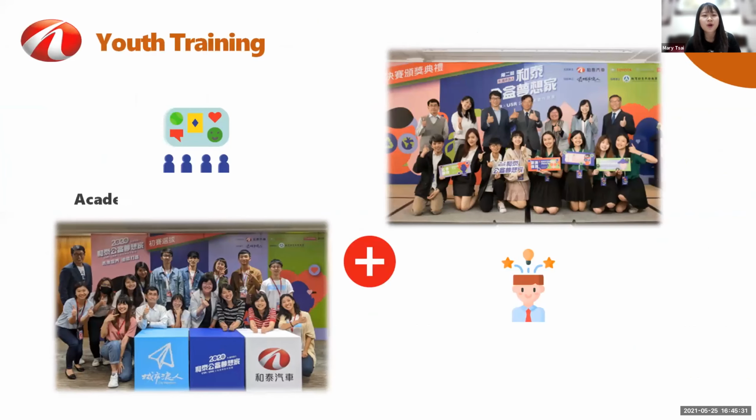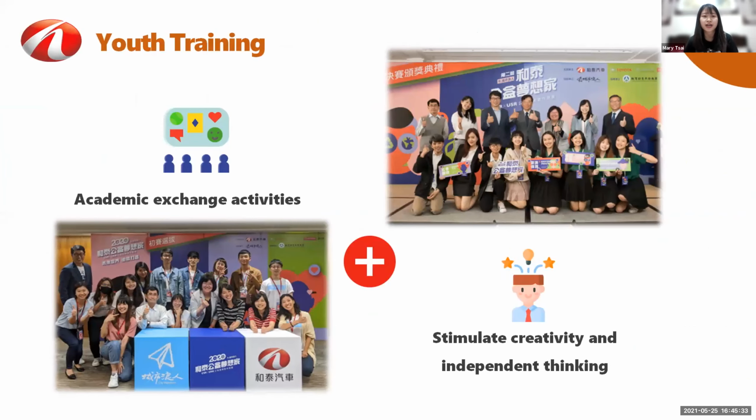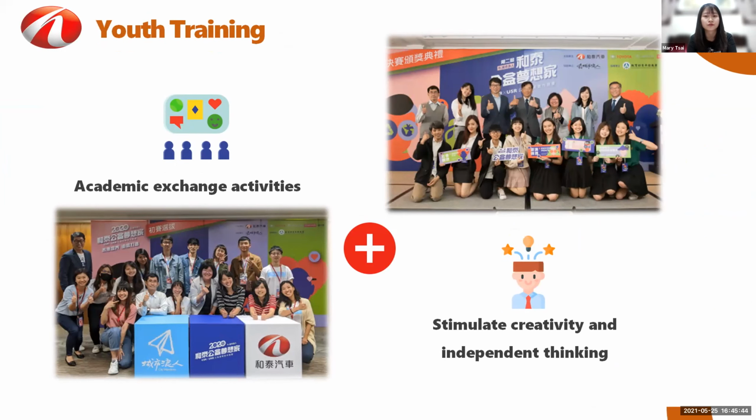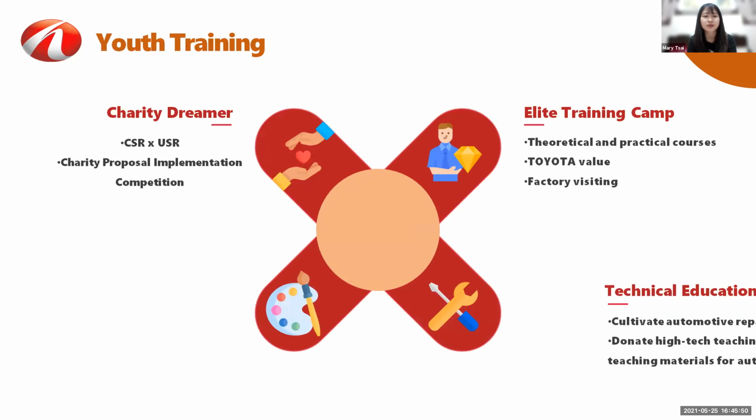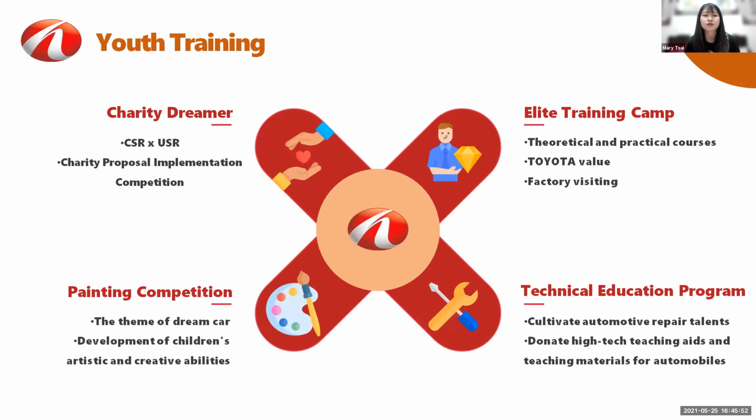So the third part of the CSR is youth training. Hetai has lots of academic exchange activities to stimulate creativity and independent thinking of the youth. So they hold lots of activities. The first one is called Charity Dreamer. It is a charity proposal implementation competition which combines CSR with USR. USR means University Social Responsibility.